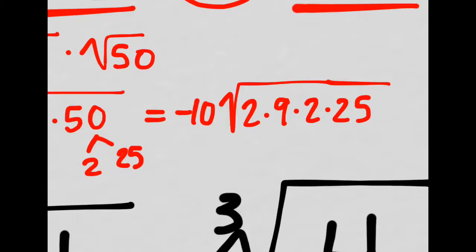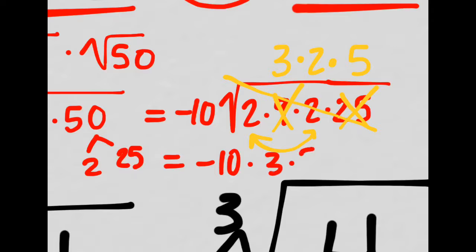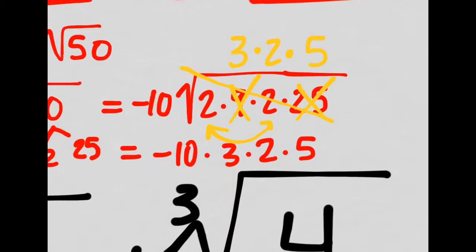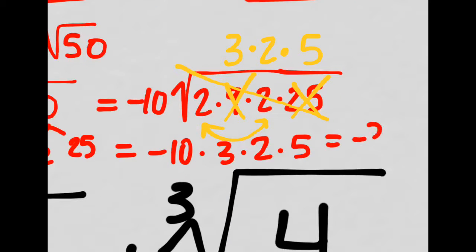Okay, well, I'm going to look at it and say, hey, the square root of 9 is actually 3. The square root of 25 is actually 5. And now that I have two 2's under there, the square root of 2 times 2 is actually just 2. So I can take everything out from underneath the radical in this case. So now what I have is negative 10 times 3 times 2 times 5. And when you multiply all of that through, you would get negative 300. So that's your final answer.